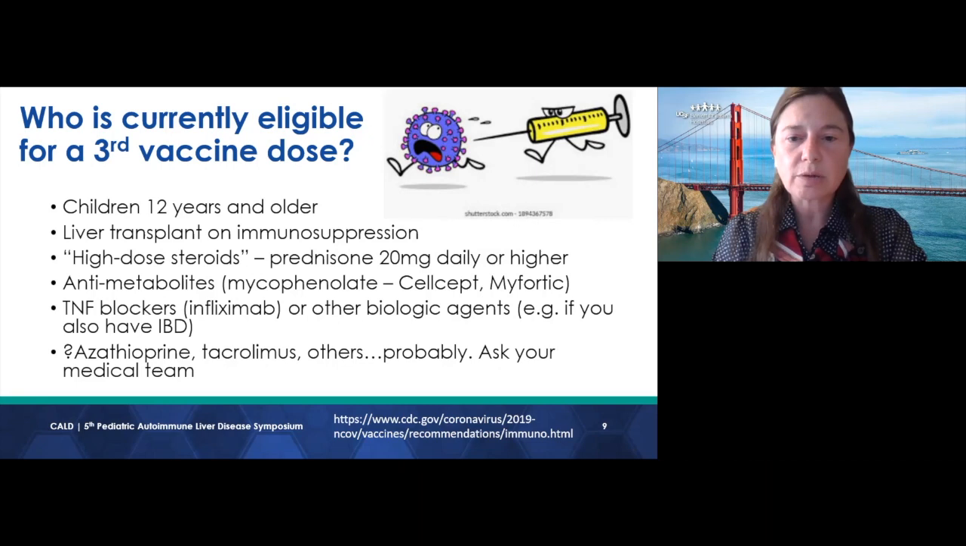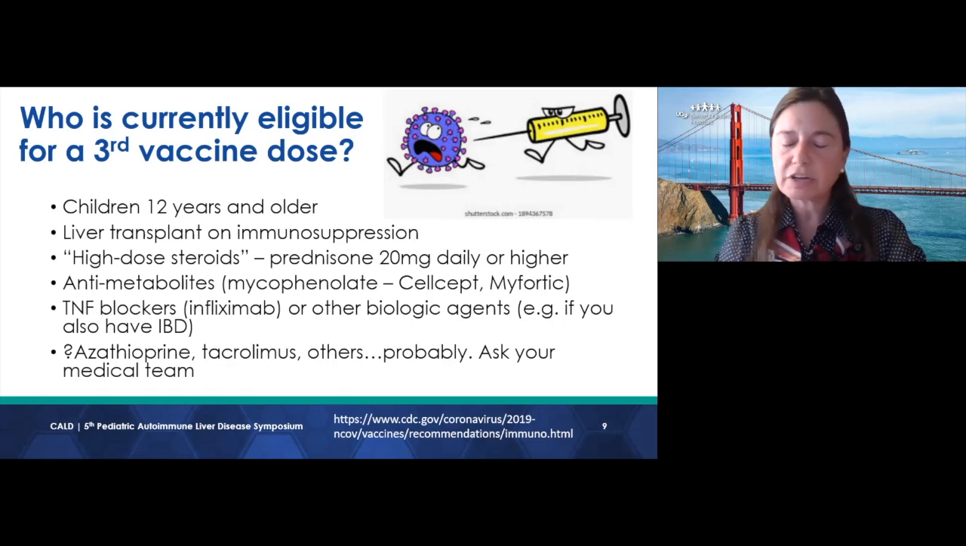Now, these are not usually used for autoimmune hepatitis, but if you have PSC and you also have inflammatory bowel disease, you may be on one of these agents. And then in terms of other medications that are used for immunosuppression, like azathioprine or tacrolimus or others, they're not specifically mentioned in the CDC guidance, but the answer is probably you should still get a third vaccine dose. The benefits outweigh the risks, but you should ask your medical team.